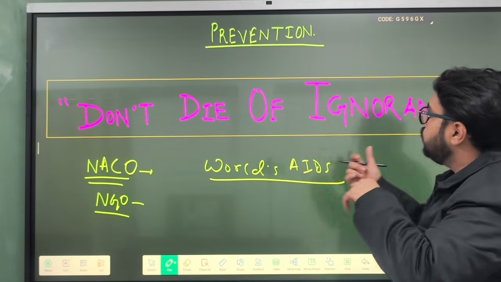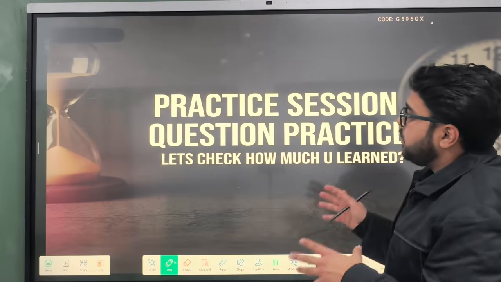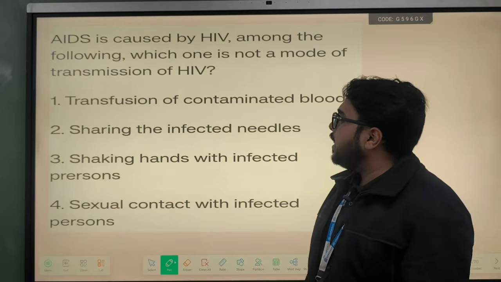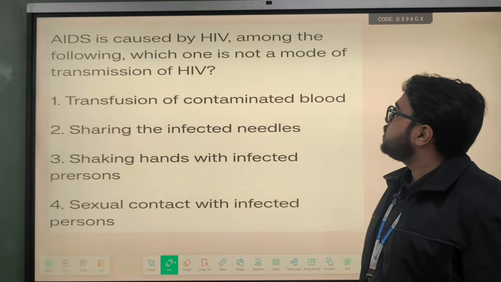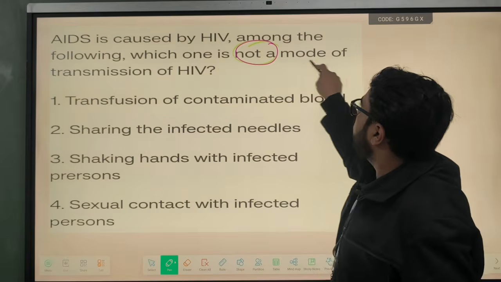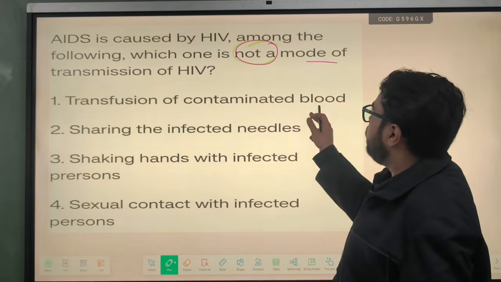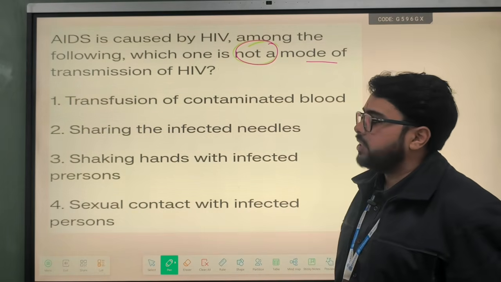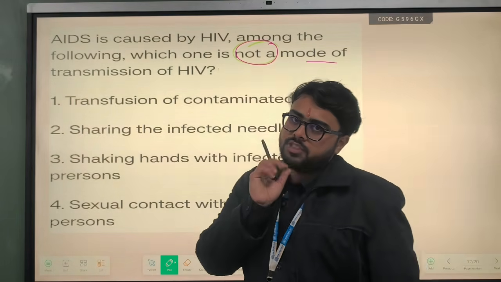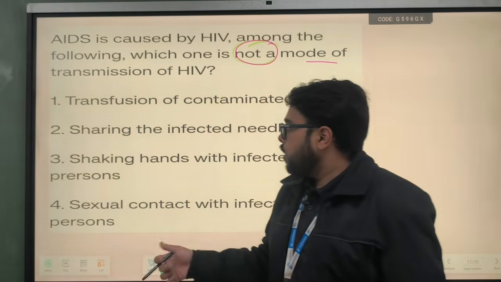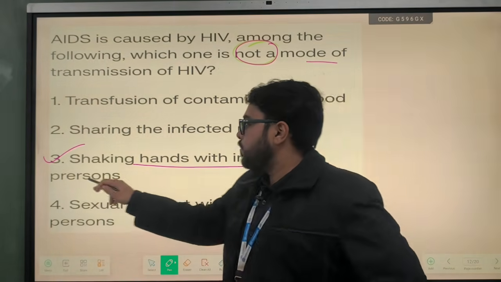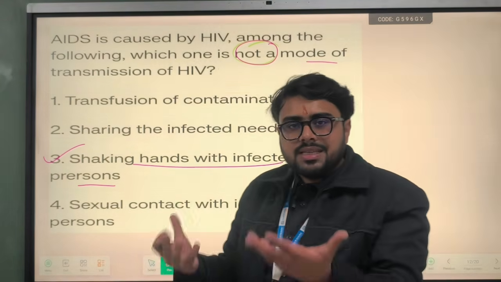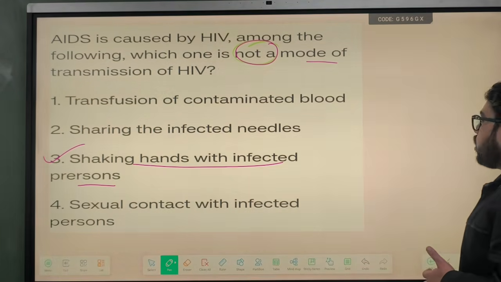Now let's turn back to the question answers part. Practice session. Let's try to understand and solve this. First question: AIDS is caused by HIV. Among the following, which one is not the mode of transmission of HIV? Transfusion of contaminated blood, sharing infected needles, shaking hands with the infected person, sexual contact with the infected person. What will be the answer? Just pause it and tell me the answer. Okay, so the answer is shaking hands with the infected person. Shaking hands, sharing food, hugging or kissing someone will not cause any issue. AIDS will not communicate like that.